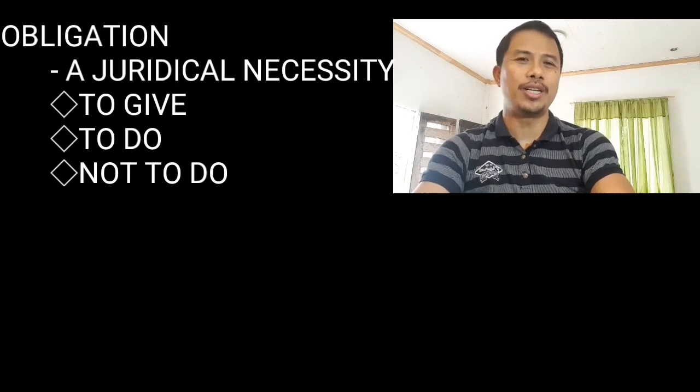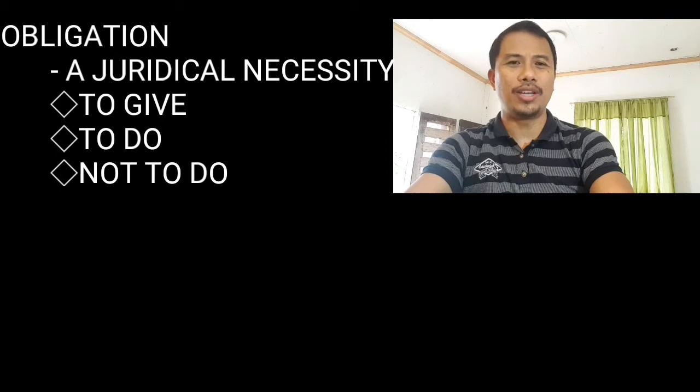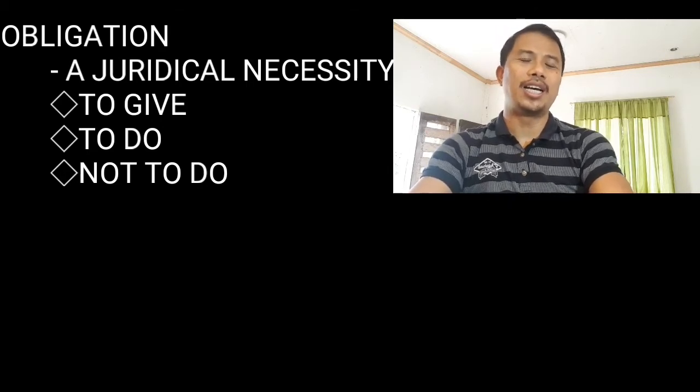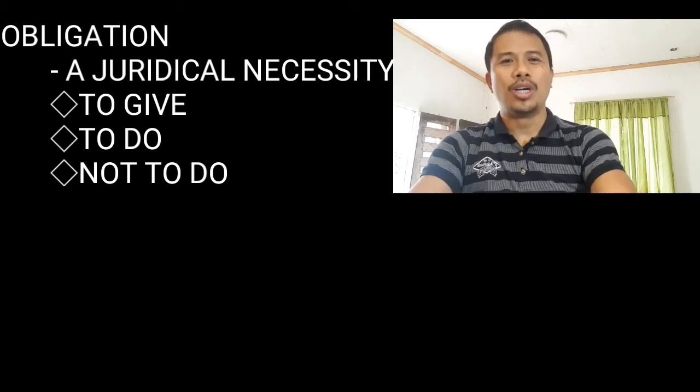Let's say, for example, an obligation to deliver a car is an obligation to give. An obligation to teach in a particular university is an obligation to do. An obligation not to fence the perimeter of a particular land because it is subject to a right of way is an obligation not to do.